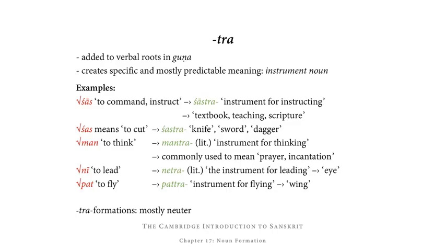Man, to think, gives us mantra, which literally is an instrument for thinking, but is commonly used to mean a prayer or an incantation. Ni, to lead, gives us netra, literally an instrument for leading, which is used to mean the eye. Pat, to fly, gives us patra, which is, again, literally an instrument for flying and is used to refer to a wing. Tra formations, tra nouns, are almost always neuter.